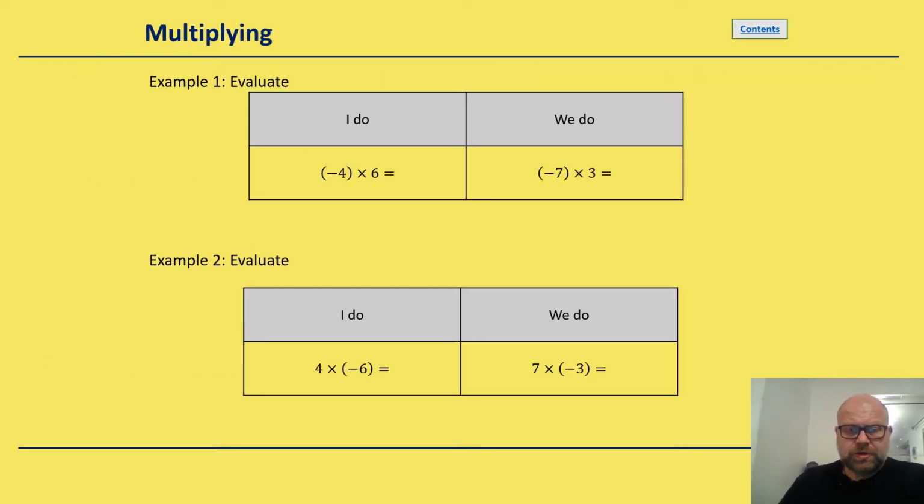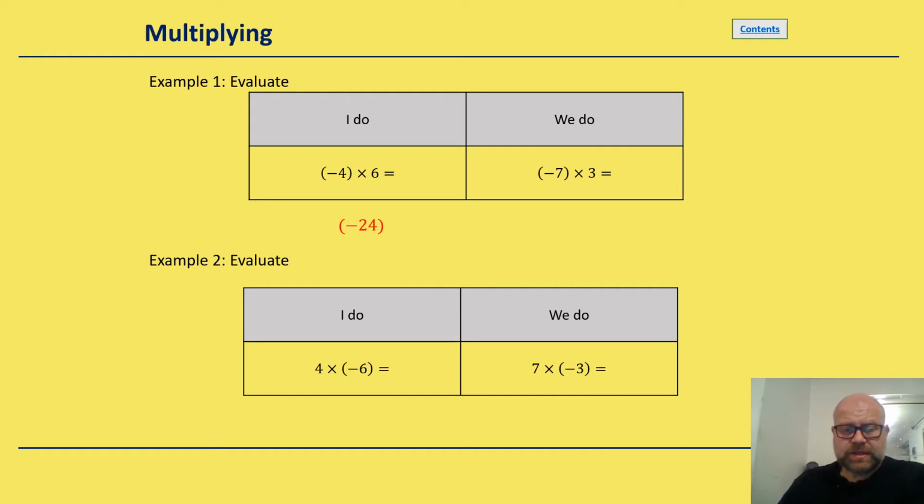I'm going to do the I do. We've got -4 times 6. We know that 4 times 6 is 24. We've got a negative number and a positive number, so the answer is -24. And you think about it, if someone borrowed £4 off you 6 times, they would owe you £24. So they would be -24.